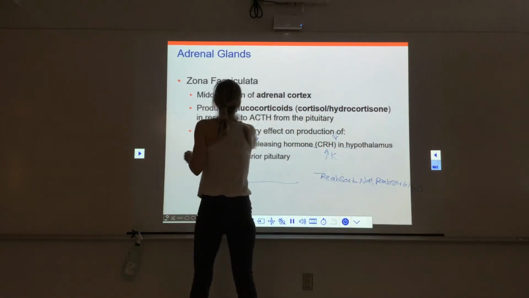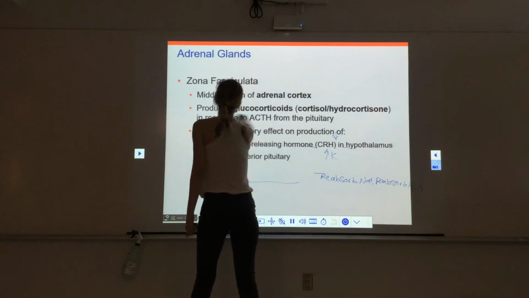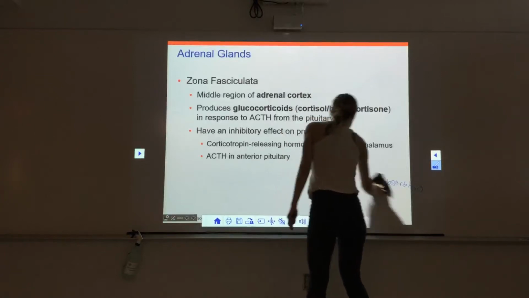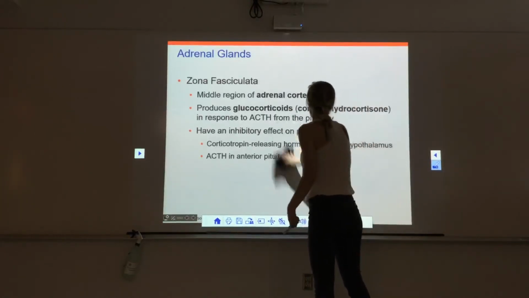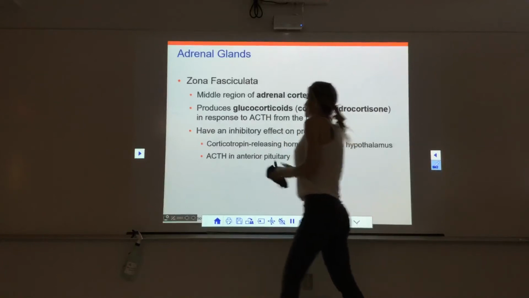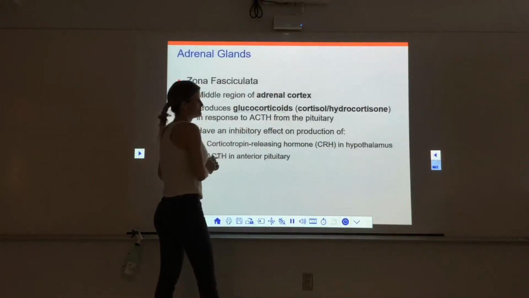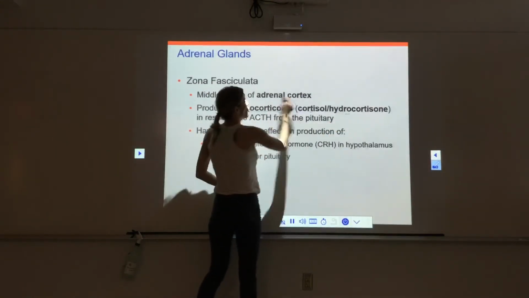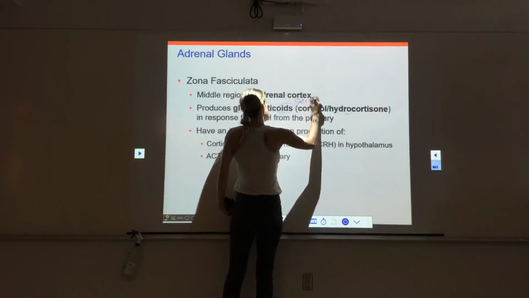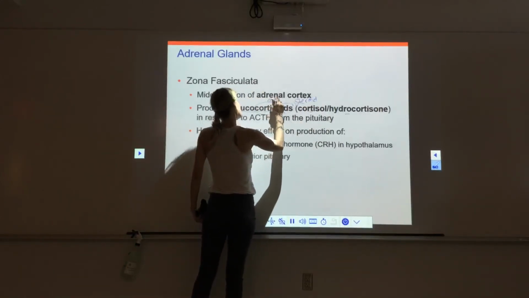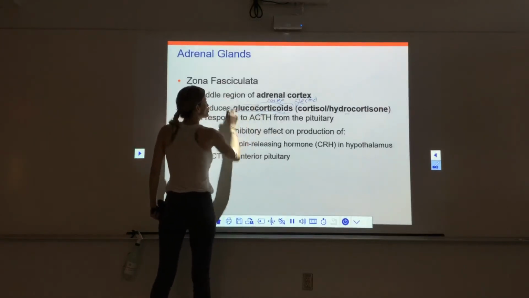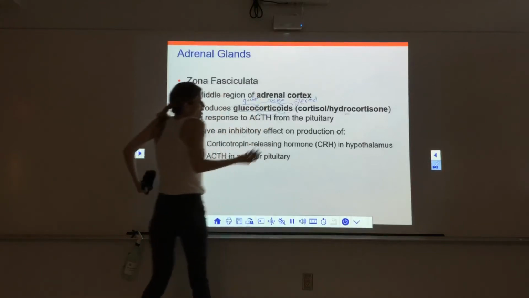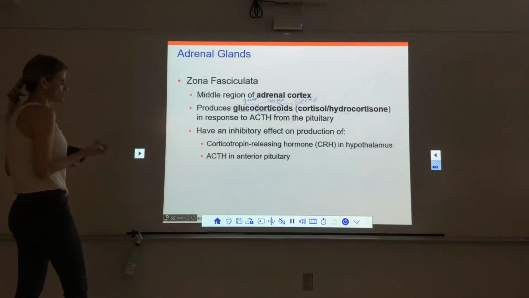Okay, so that was the zona glomerulosa, the outer part of the adrenal cortex. Next, we have the zona fasciculata, so that's the middle part of the adrenal cortex. The zona fasciculata produces glucocorticoids, right? So things like cortisol, hydrocortisone. Let's look at this name. The oids, what is that telling us? Steroid. Cortico, what is that telling us? Coming from the adrenal cortex. Gluco, what do you think it has something to do with? Glucose, right? It probably has something to do with the way that cells use glucose.